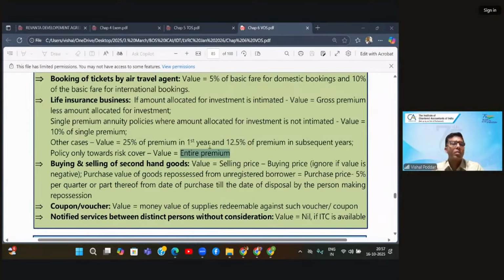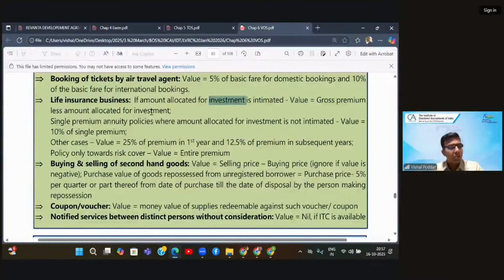However, if it is not a term plan, it is an endowment policy, then the first possibility is, are you intimated the amount that will be invested by the insurance company? If yes, then simply gross premium minus this amount which will be invested. The difference is the taxable value.